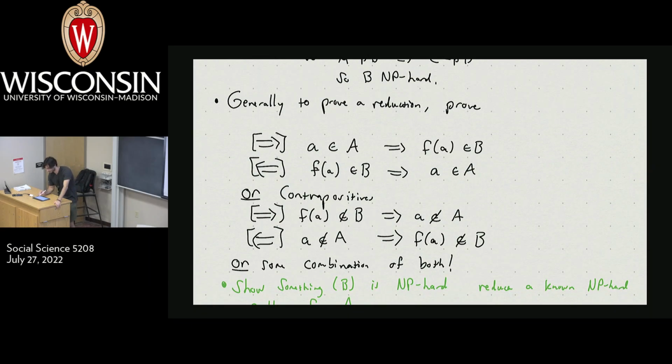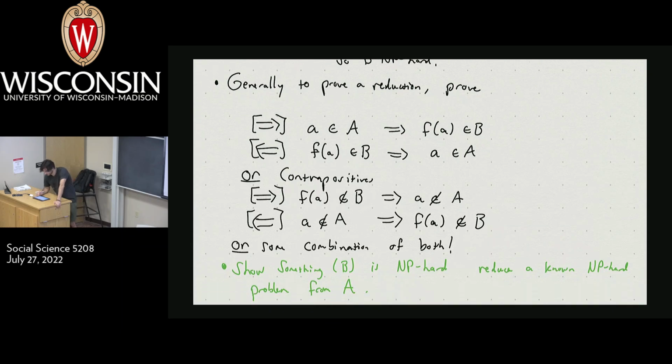So, for example, to prove a reduction, you have to prove that A is a yes instance of A implies that f of A is a yes instance to B, and f of A is in B implies A was a yes instance to A. So it's just on an instance-by-instance basis. It doesn't apply to the entire problem.